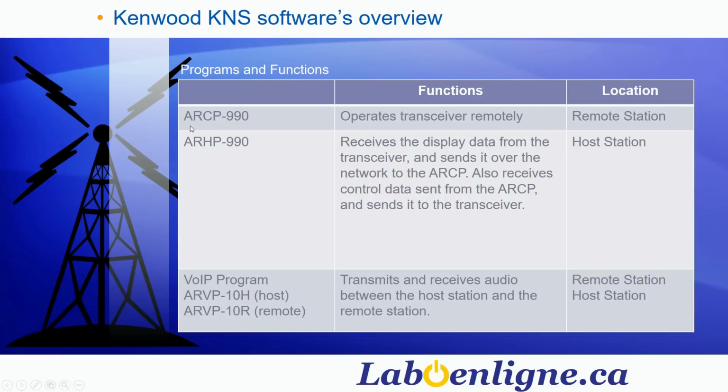And then if you use the ARCP-990 to connect to the ARHP host, that means instead of connecting to the IP of the radio, you connect to the IP of your PC in your shack, which acts as a host. And then you'll be able to receive the voice over IP. So this is very important. Unless you are directly in your shack and you want to control your radio with your PC, you can use this directly to the radio. But if you want to do remote, you need to have a PC connected to the radio. That's very important. The VoIP software is only required for the WAN remote operation.